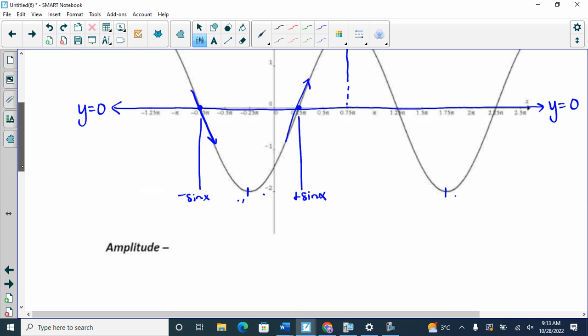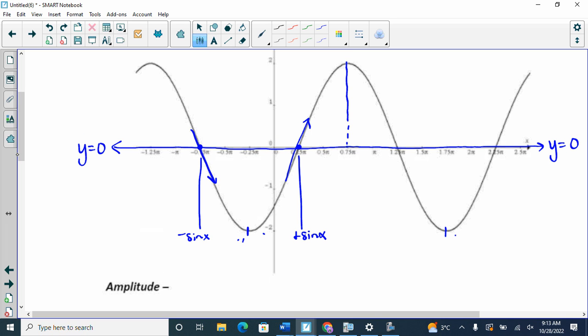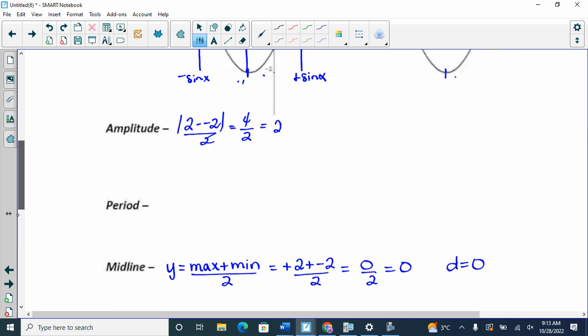Come on, join me. Okay. Amplitude of this one, if I use my formula, is absolute value of 2 minus negative 2 divided by 2, which is 4, divided by 2, which is 2. I know I'm right if I can count up to and I can count down to, and they meet at the midline, right? So my A's are 2.